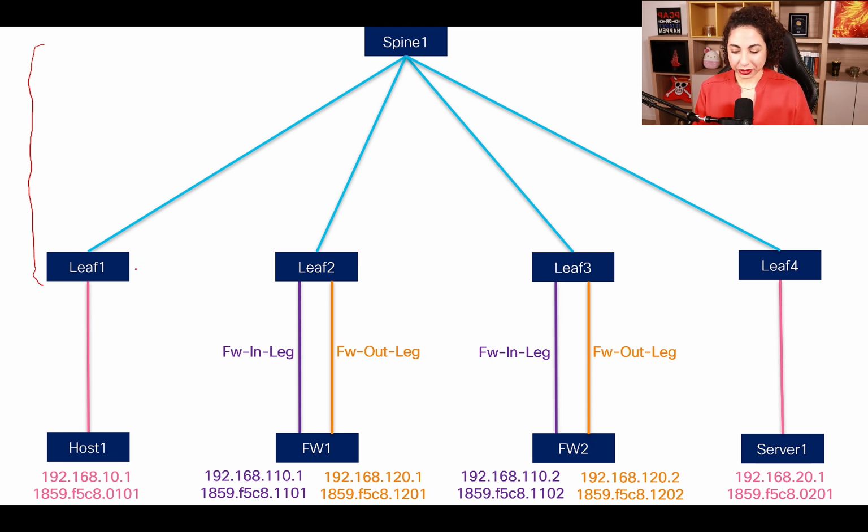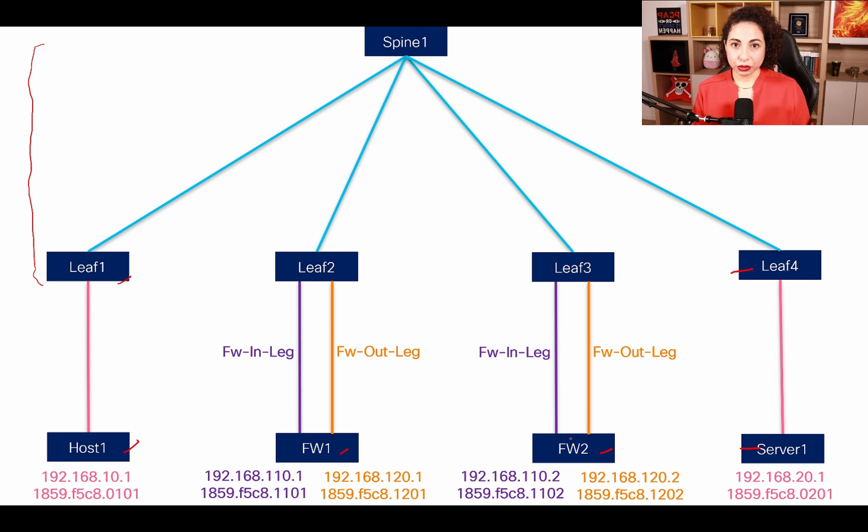So we have 4 leaves. They are all standalone. We have leaf 1, leaf 2, leaf 3, and leaf 4. Thanks, Captain Obvious. More seriously, on leaf 1, we have what we will call host 1. On leaf 4, we will have what we will call server 1. On leaf 2 and leaf 3, I have on each of these leaves one firewall. So on leaf 2, I have firewall 1, and on leaf 3, I have firewall 2.